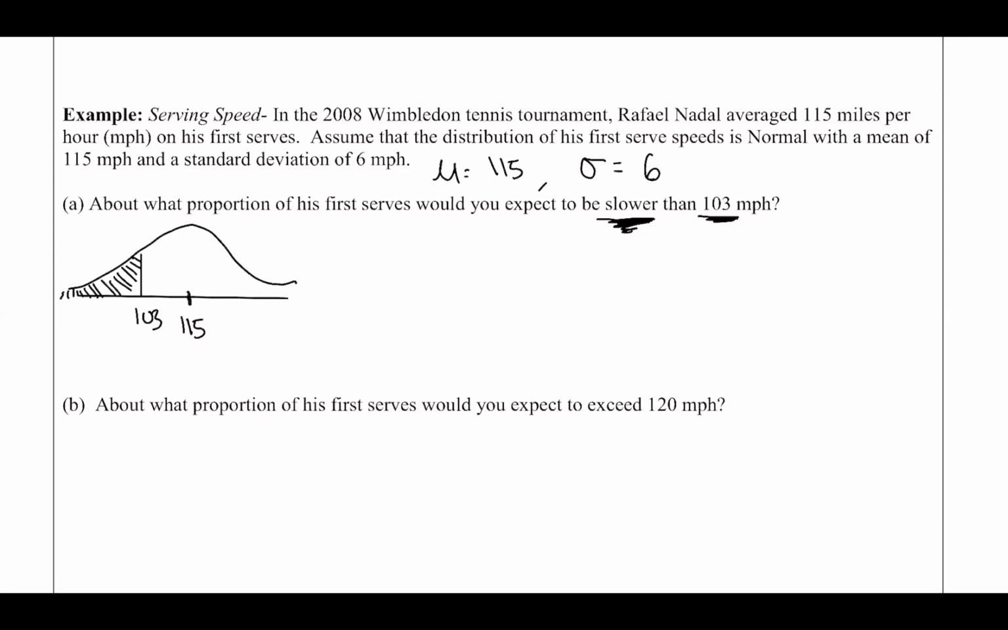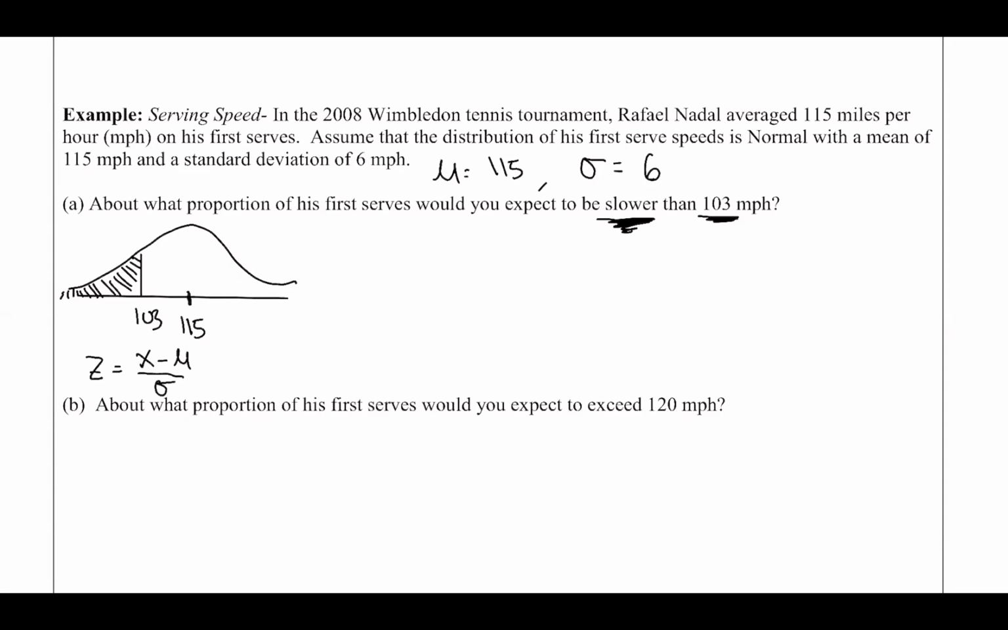All right. Everybody good with that so far? Yeah. Okay. So the first method that we're going to use is the method where we convert this into a standard normal distribution. So instead of using 103, we're going to convert 103 into a z value. So the formula for z is equal to x minus the mean, divided by the standard deviation.